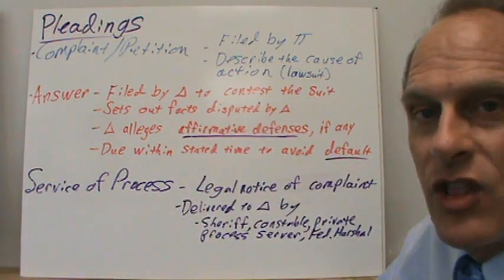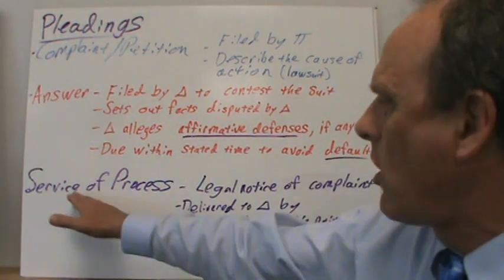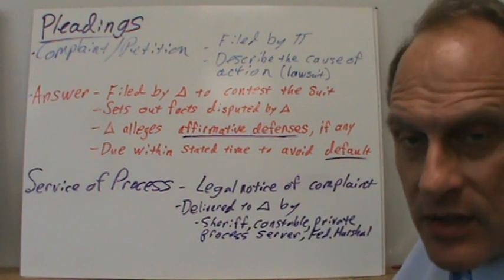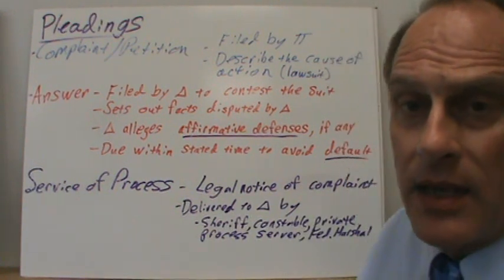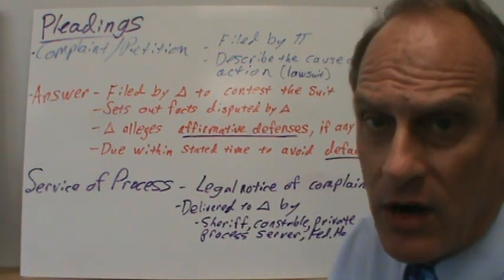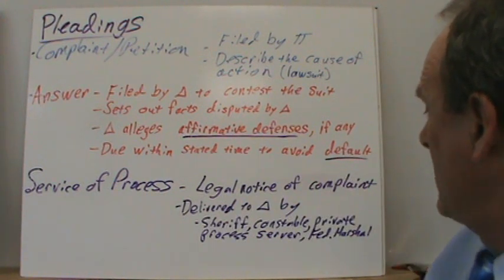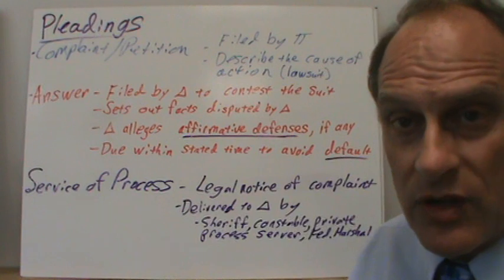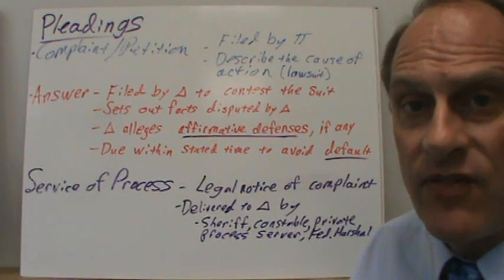How does the defendant learn about the lawsuit? Well, that's what we call service of process. That's the legal notice that's delivered to the defendant. And it's delivered by a constable or a sheriff or a private process server, or maybe even in the federal courts and the federal system, it may even be served by a federal marshal.